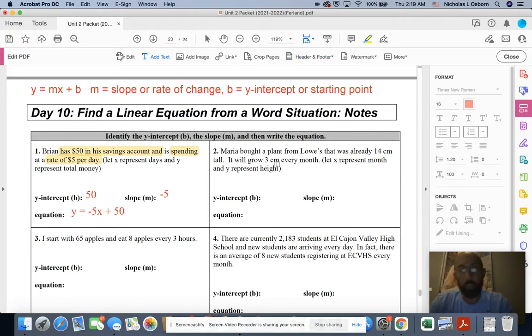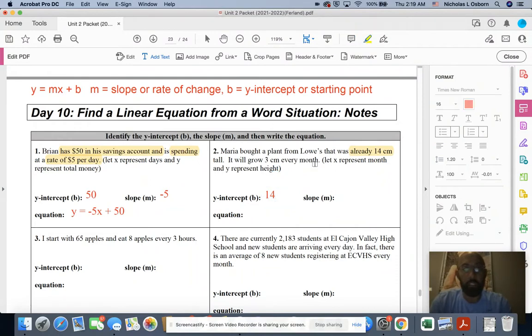Now Maria bought a plant from Lowe's that was already 14 centimeters tall. It will grow 3 centimeters every month. Let x represent the month and let y represent the height. You don't really need to do anything with that, but it would be important if you're having to solve for x and solve for y. It says already 14 centimeters, so it started at 14. So boom, there's your y-intercept. That's what you start with, 14.